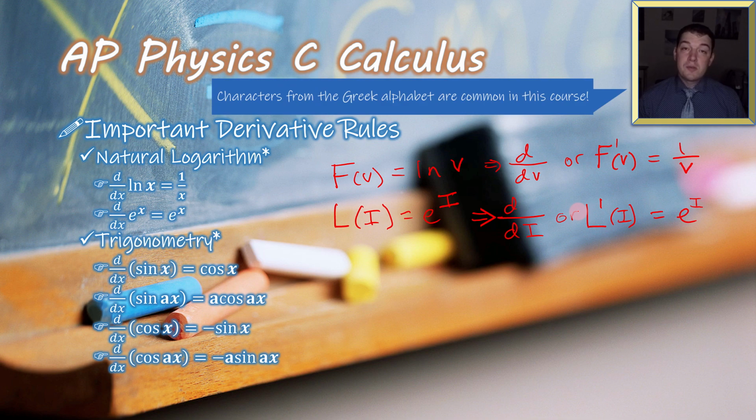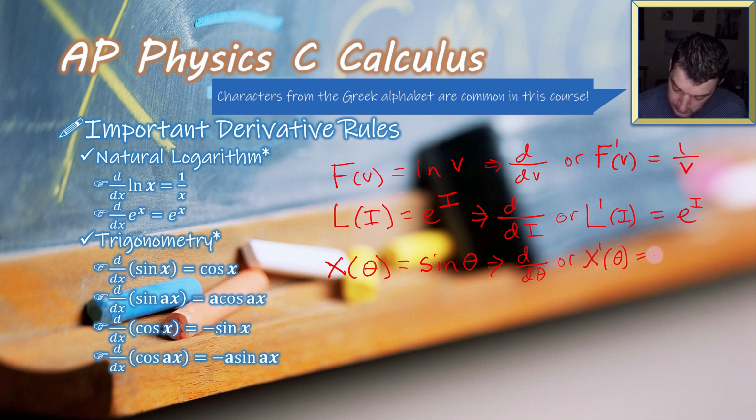Applying the trigonometry rules, we're going to use something other than x, which is much more common. In this case, we're going to look at theta. Let's say that we have x of theta is equal to sine of theta. Then the derivative in terms of theta as our input, or x prime of theta, is going to equal cosine of theta.